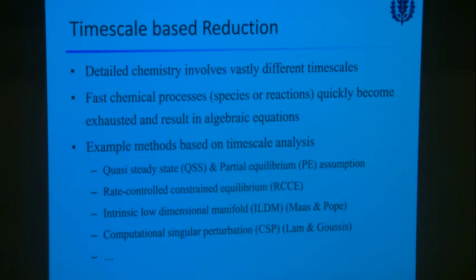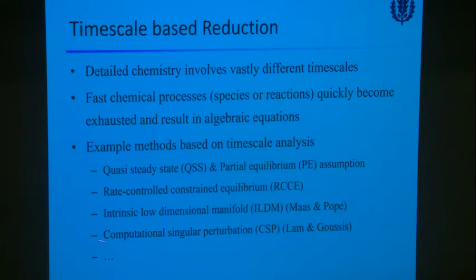Somehow you can solve them through solving an equilibrium system. Okay, and then based on eigenanalysis, we get two major methods. One is called ILDM, the low-dimensional manifold method. This one has a lot of variations, but the low-dimensional manifold method was developed by Maas and Pope. It's one of the classical canonical approaches actually being used in a lot of turbulent flame simulations even.